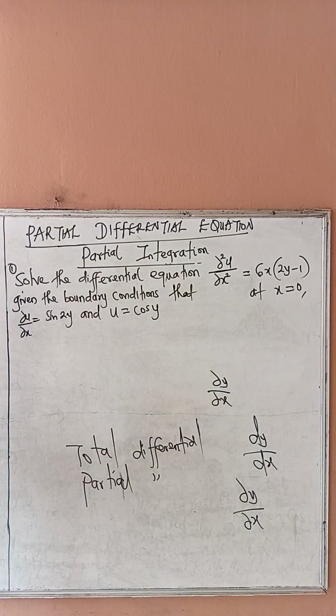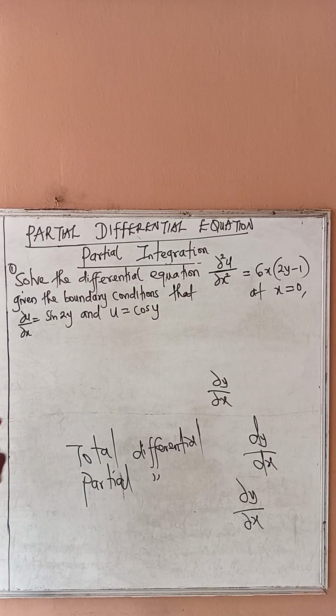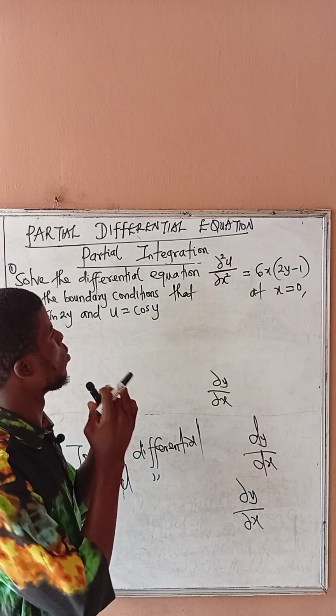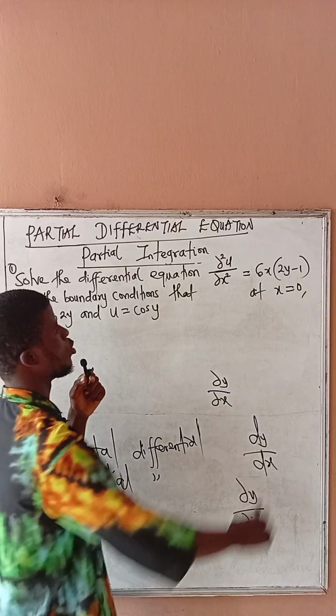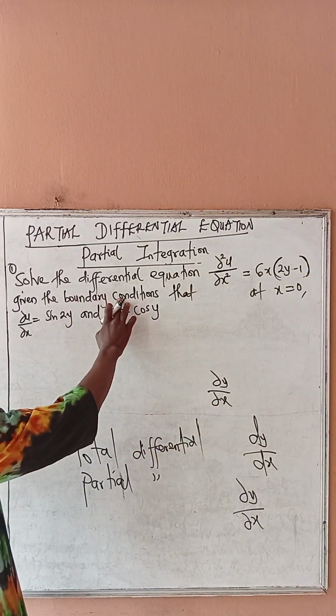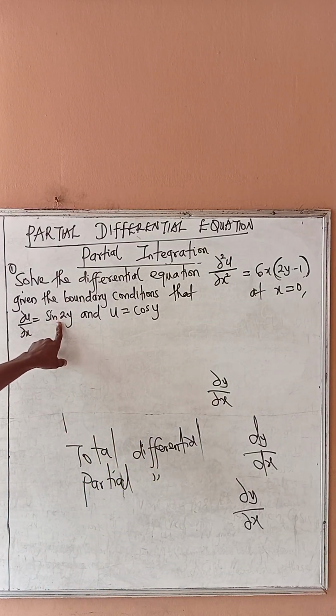that's the partial differential. Now, talking about partial differential equations, we're talking about differential equations that involve one or more of its partial derivatives. I want to solve the differential equation: the second partial derivative of u with respect to x equals 6x into 2y minus 1, given the boundary conditions that at x equals 0, partial u partial x equals sine 2y and u equals cos y.